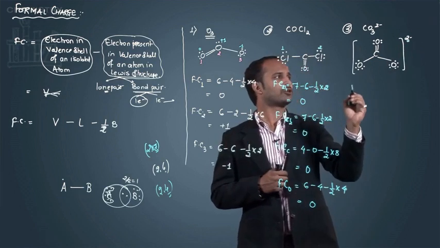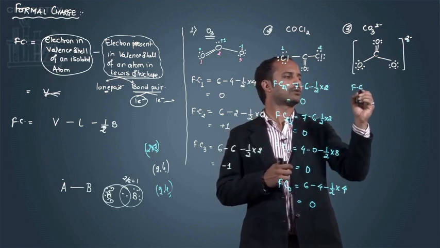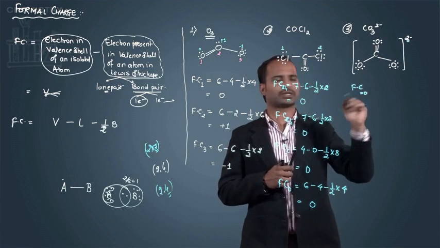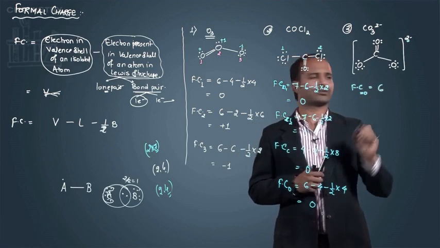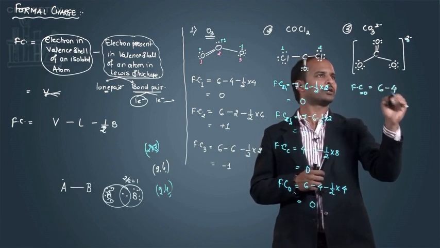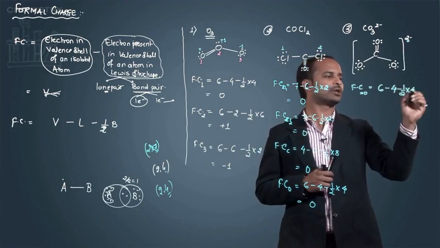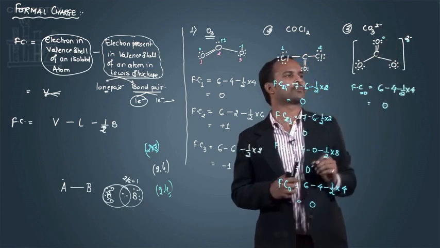So formal charge on the double bonded oxygen, that is this oxygen. 6 valence electrons minus 4 lone pair electrons, forming 2 bonds. So minus half of 4, because 2 bonds means 4 electrons. So it is 0. There is no charge on this.